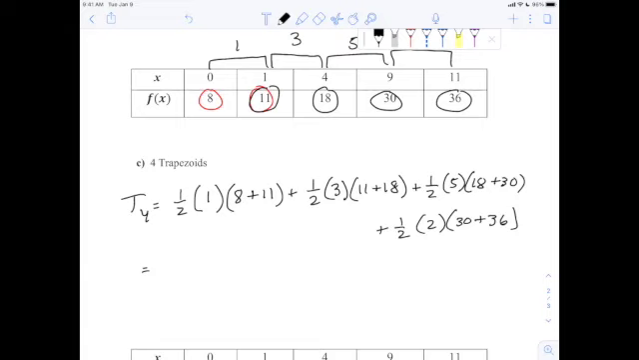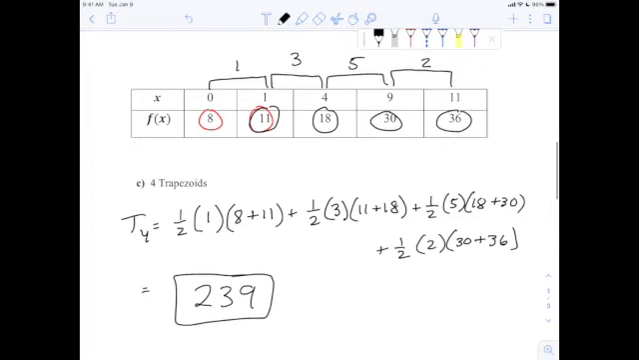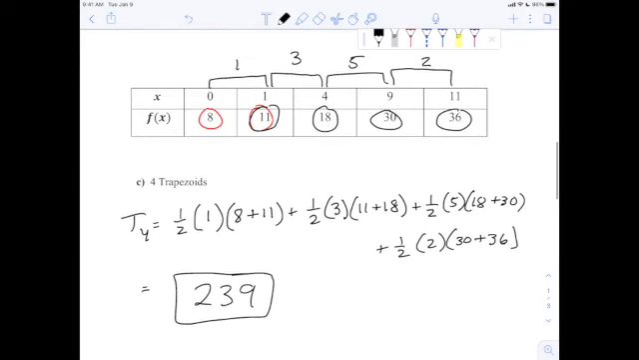So I'm actually going to do that. That's going to be 1/2 of 1 times 19 plus 1/2 of 3 times 29 plus the rest, and we should get a grand total of 239. Okay, so trapezoid rule, still no sweat with a table, as long as you know which parts represent which.